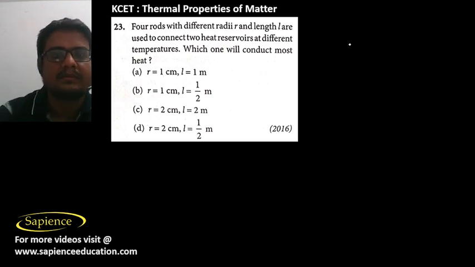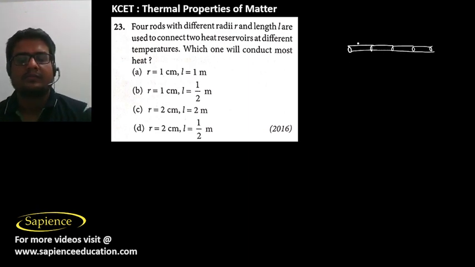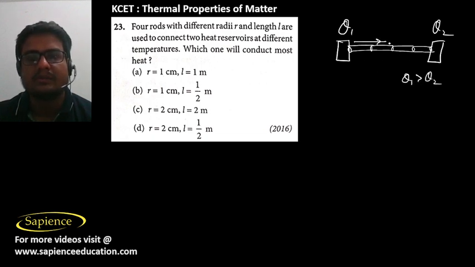Different radii, length L. So 4 rods are used to connect two heat reservoirs at different temperatures. Okay, so here is a heat reservoir, here is a heat reservoir. They are connected at 2 different temperatures, theta 1 and theta 2. So let's say theta 1 is greater than theta 2. So heat is flowing from point A to point B. So this is also of length L, this is also of length L, and all are having radius R.